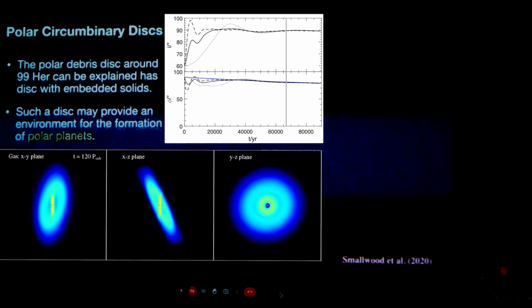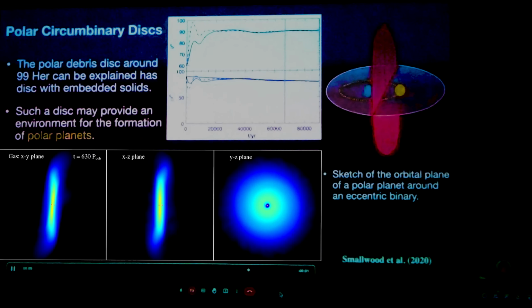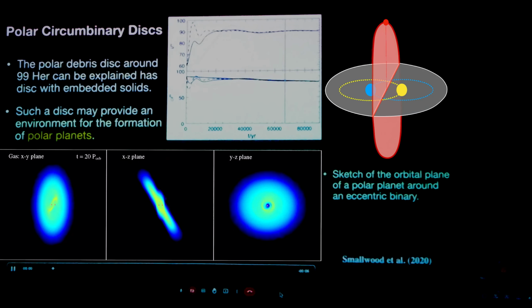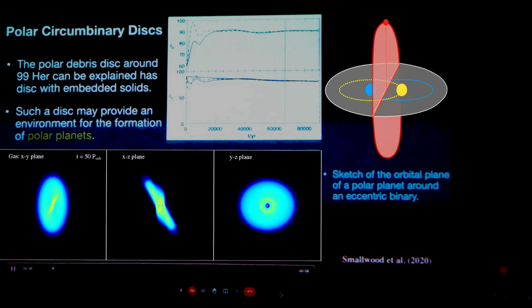Another thing I'm working on is that since this debris is very narrow, there's this thing called the shepherding effect, where you can have two planets on either side of a debris disk, and that actually shapes the debris disk into a narrow ring. And so possibly this could be happening in this system. And that gives rise to maybe there are polar planets around 99 Hercules.